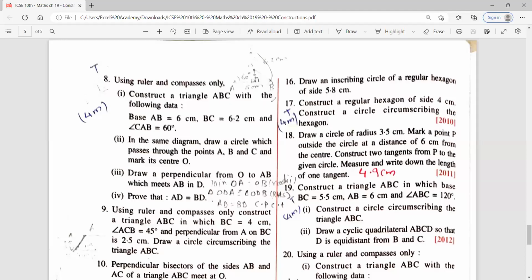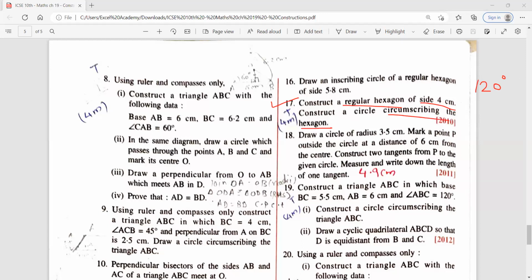Okay, so we'll do question number 17. Construct a regular hexagon. Okay, how do you construct it? What are the interior angles? 120. So using 120 degree, you have to construct a regular hexagon of side 4 centimeter each. And for that, you have to construct a circle circumscribing the hexagon.